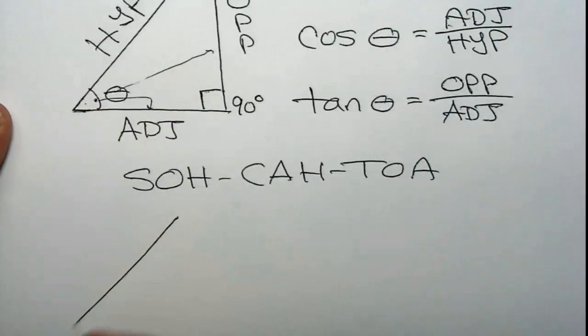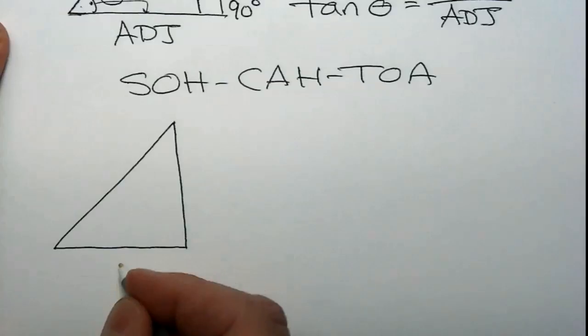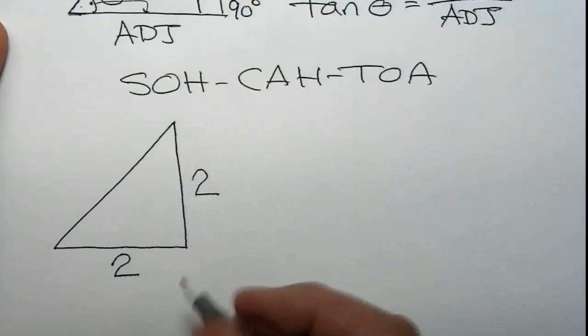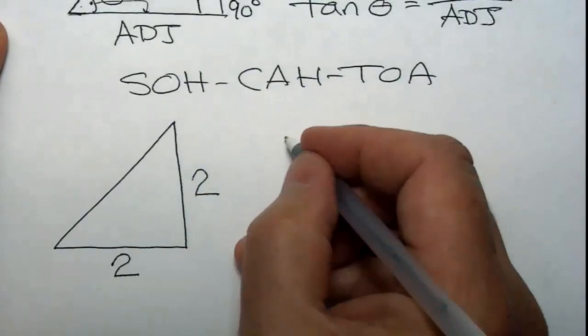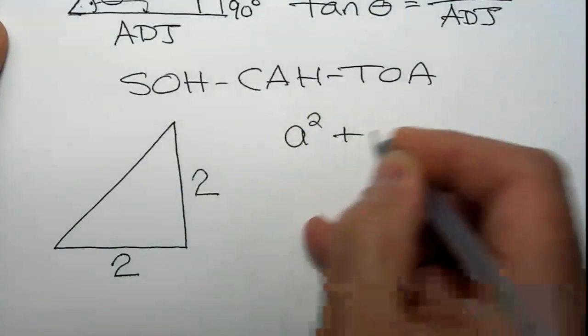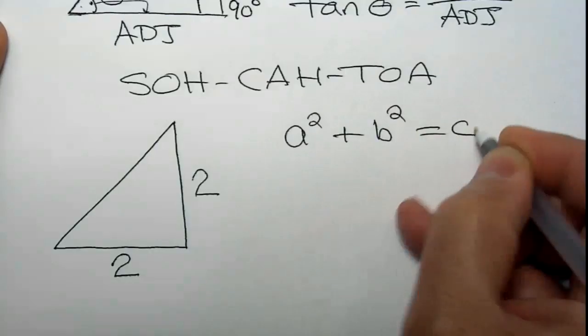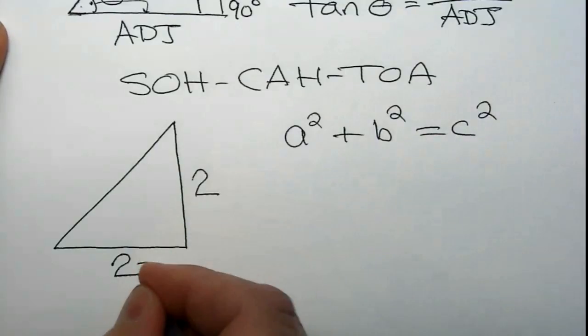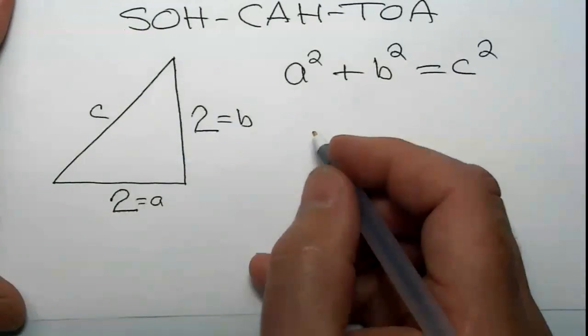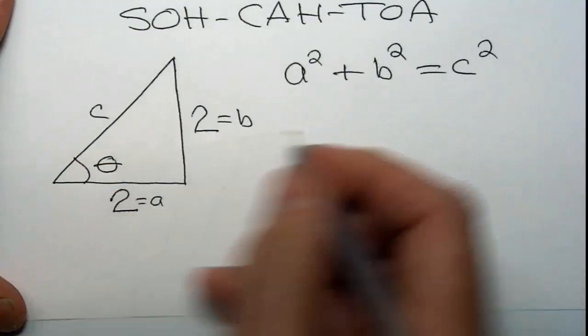Let's try one. So I'm going to give you a triangle here, and let's make this 2 units long. Might as well make this one 2 units long, too. We'll make it interesting here. And I'm not going to tell you the hypotenuse. Well, for that, we're going to need the Pythagorean theorem. A squared plus B squared is C squared. So this is my A, this is my B, and let's go ahead and discover what C should be for this triangle. And by the way, theta will be right here.